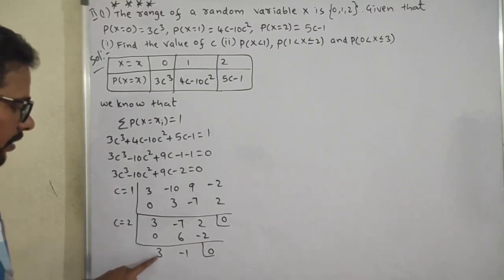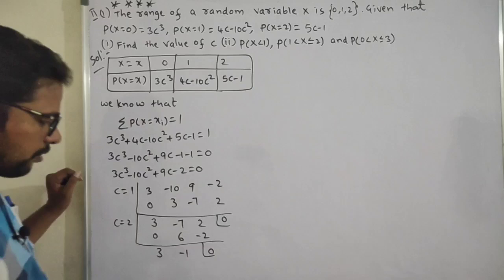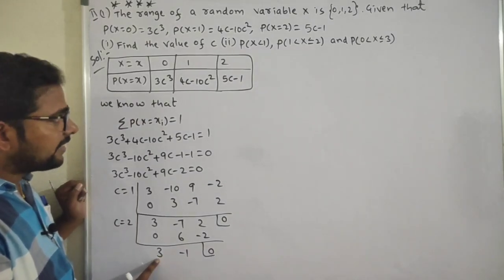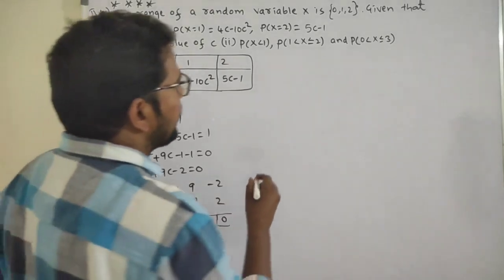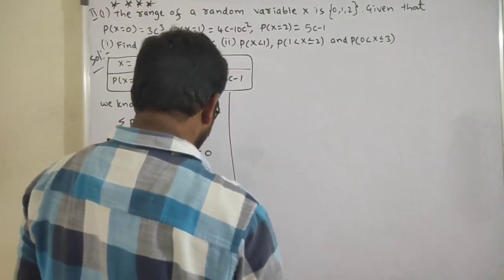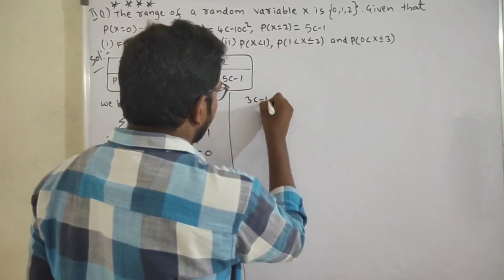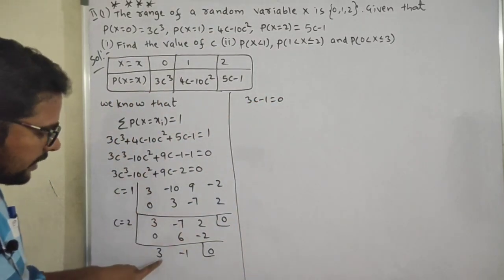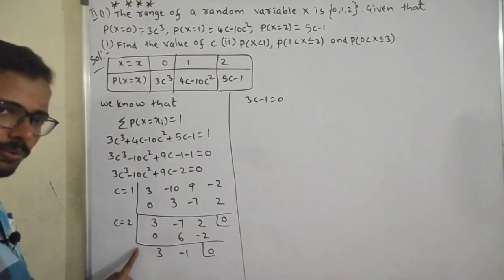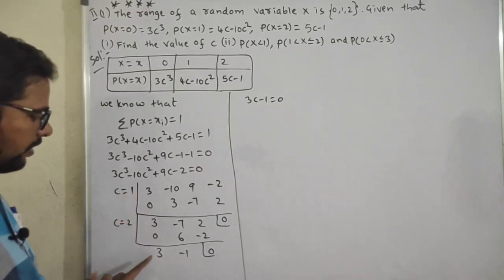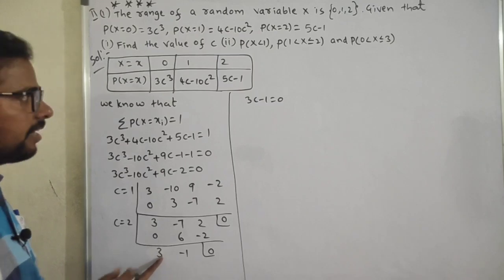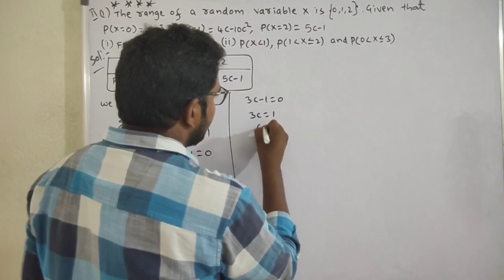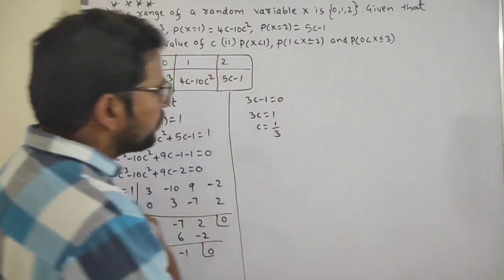So what is the remaining root? We can write this in equation form. Minus 1 is the constant, and this is the coefficient of c. So we can write this as 3c minus 1 is equal to 0. Equation in c, this is the coefficient of c; if there is another term before it, that is the coefficient of c square. So 3c minus 1 is equal to 0, 3c is equal to 1, c is equal to 1 by 3.